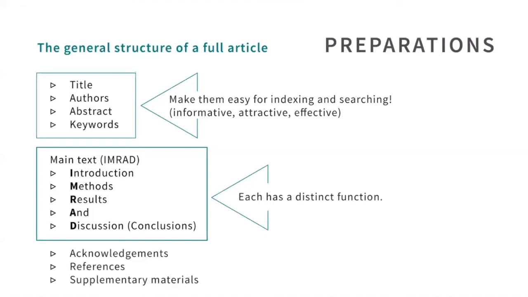Your title and your abstract are what search engines are using for other researchers to find your papers. So your title and your abstract have to be easy for indexing and searching. They've got to be informative, attractive, and effective.